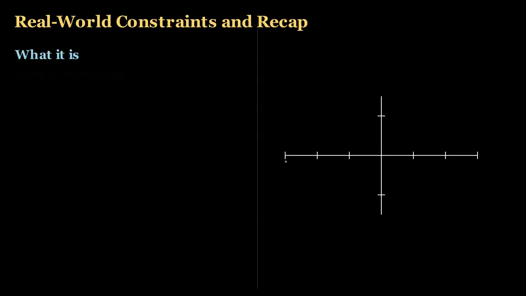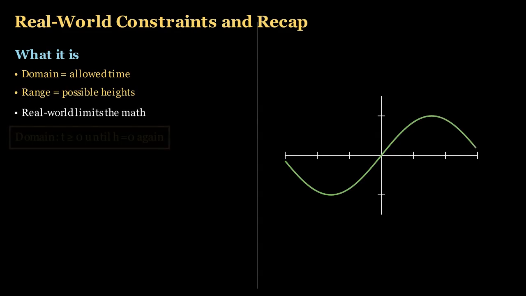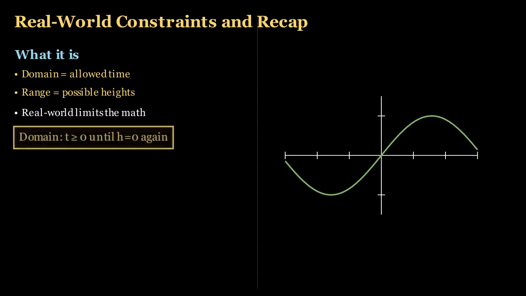When we use a function to model something real, like a thrown ball, the pure math often gives us a formula that works for any number. But the real world slaps handcuffs on it. The domain becomes only the time from when the ball leaves your hand until it smacks the ground. The range becomes only the height the ball actually reaches, from ground level up to its peak.